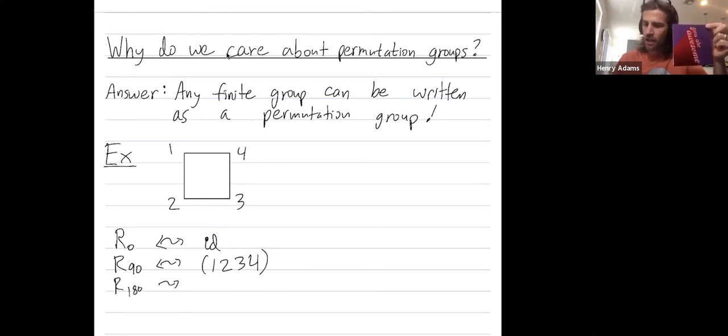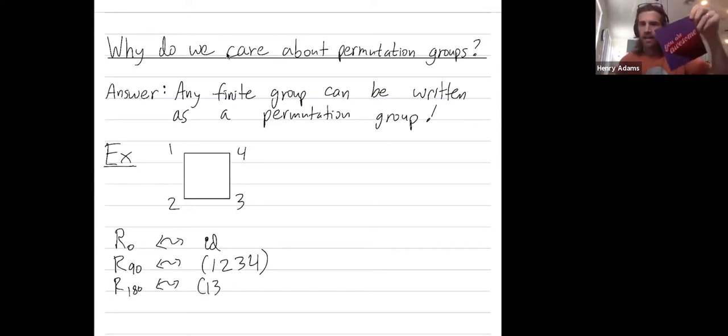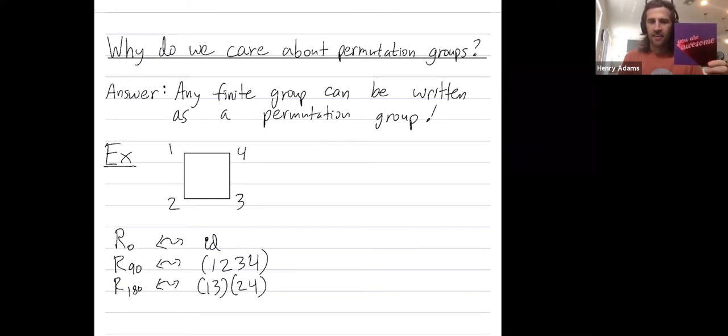Rotation by 180 degrees. That corresponds to the permutation that sends 1 to 3, and it sends 3 back to 1. And this is the permutation that sends 2 to 4, and it sends 4 back to 2. All right, let's keep going.